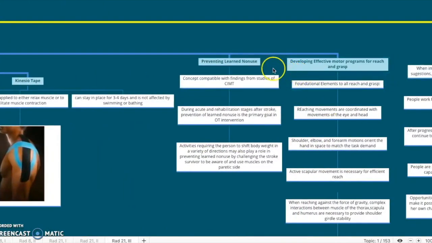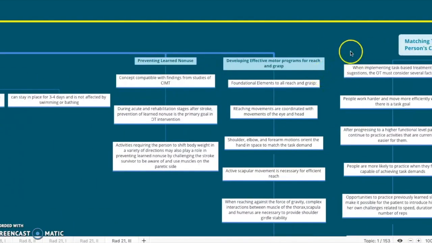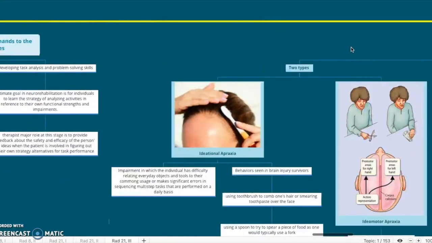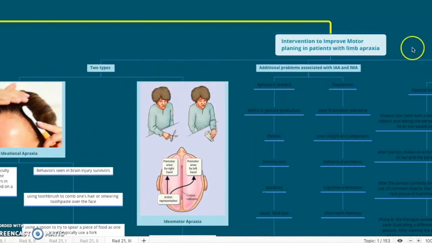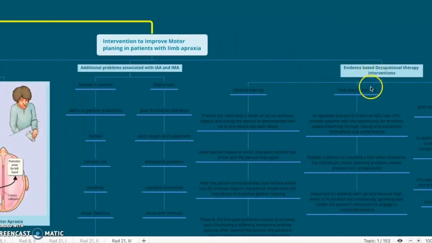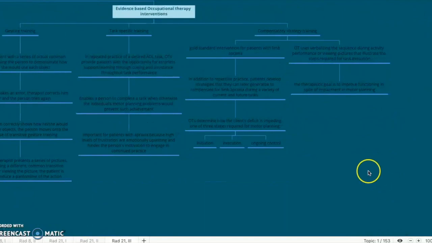Then we move on to preventing learned non-use, once again, which is very important, and developing effective motor programs for reach and grasp. Finally, we have matching task demands to the person's capabilities. And over here, we can see interventions to improve motor planning in patients with limb apraxia. Okay, and here are some of the evidence for these interventions. And that wraps up concept map number 5. Thank you.